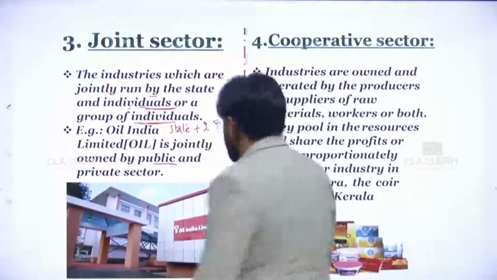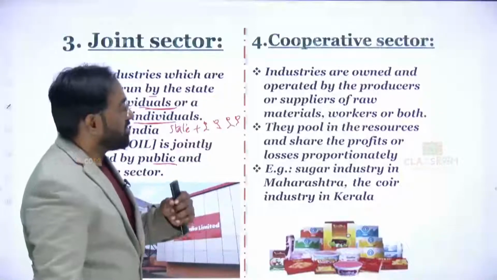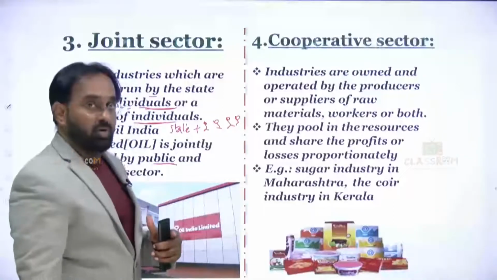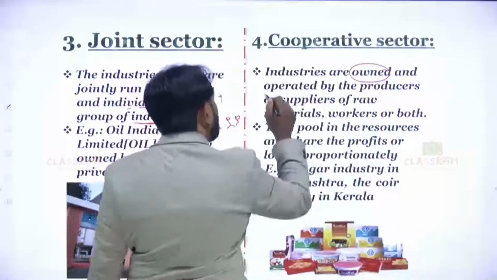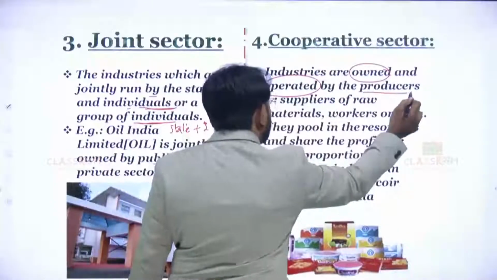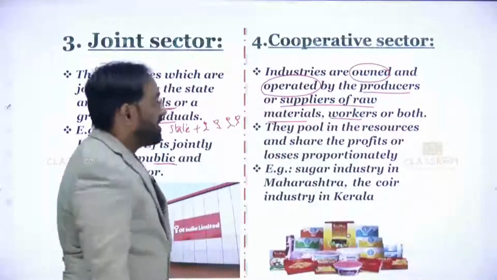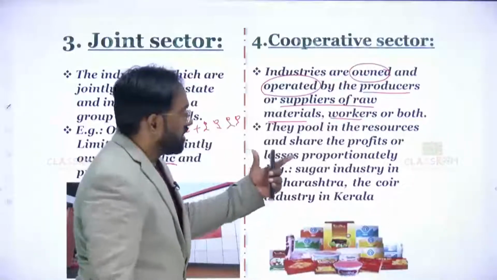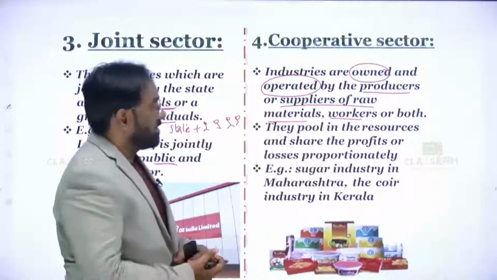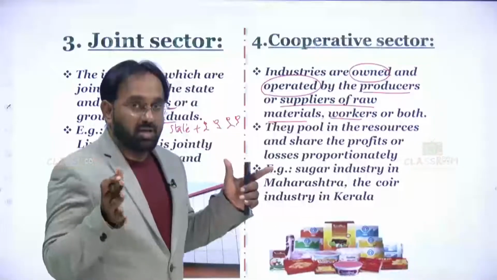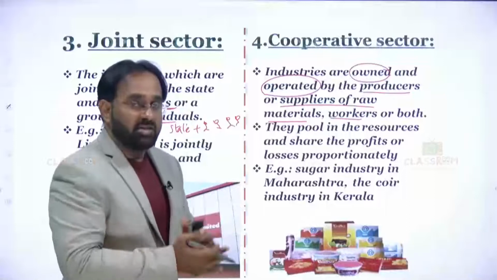Joint sector. And if you see here, in the cooperative sector, industries are owned and operated by the producers or suppliers of raw material, workers or both. This is cooperative sector. Industries are owned and operated by whom? By the producers or suppliers of raw materials, workers or both. They pool in the resources and share the profits or losses proportionately. Example, the sugar industry in Maharashtra, the coir industry in Kerala. Here, producers or workers form into a group, and they own these cooperative industries.